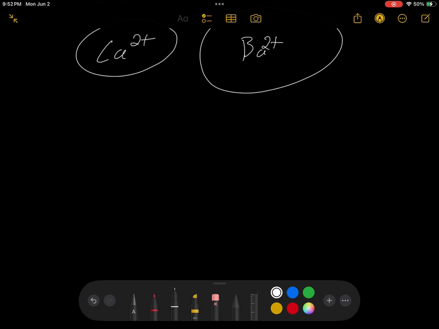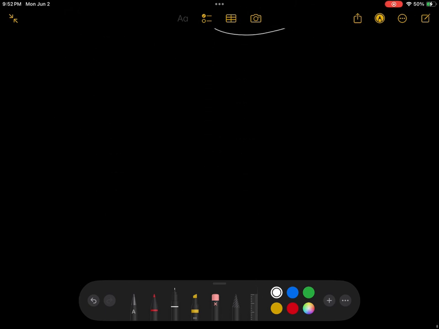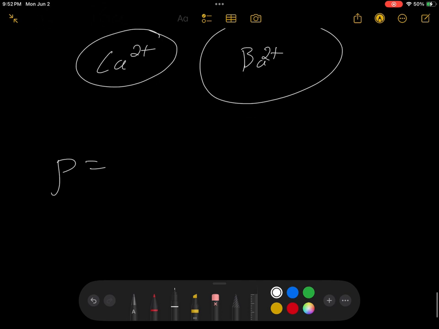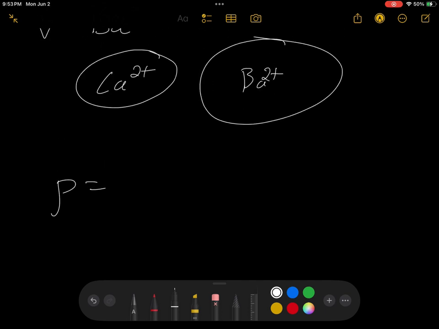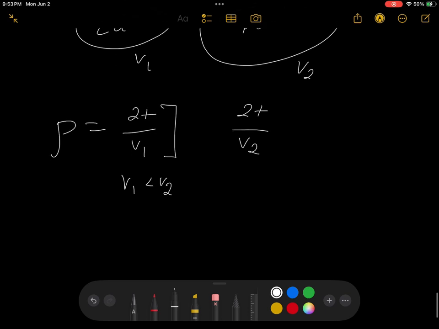Well, if we remember from the ion polarization that we just talked about earlier, let's look at our charge density equations, right? We know that these both have a 2+ charge, right? 2+ and then 2+. Let this be volume 1, this be volume 2, right? Volume 1 over volume 2. So the charge density, since volume 1 is less than volume 2, turns out to be greater. So the charge density of calcium is greater than that of barium.